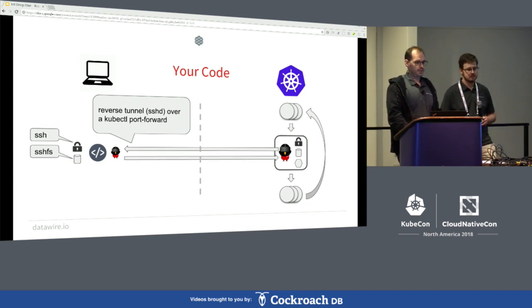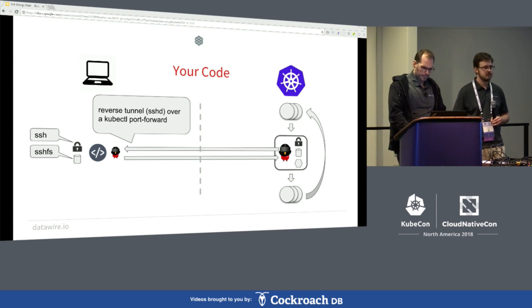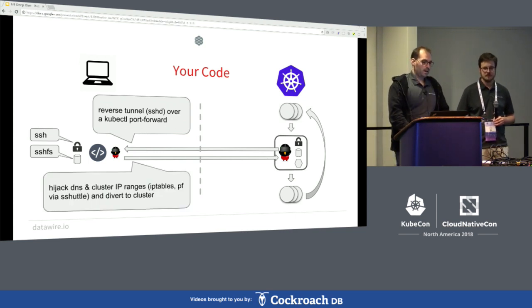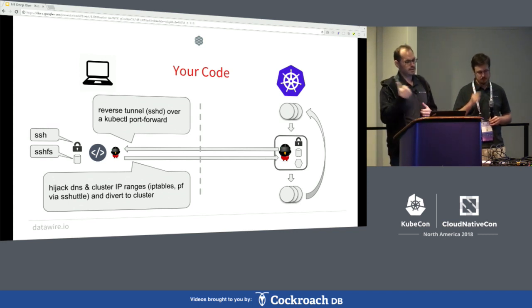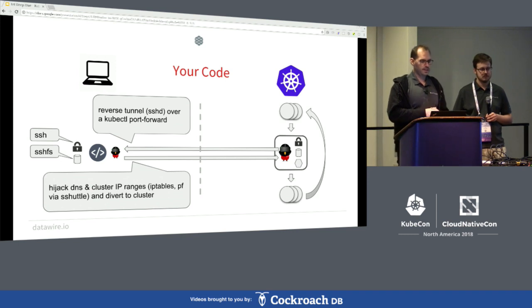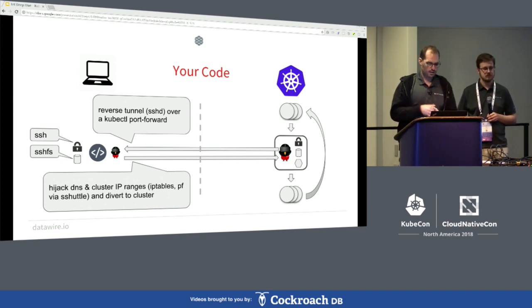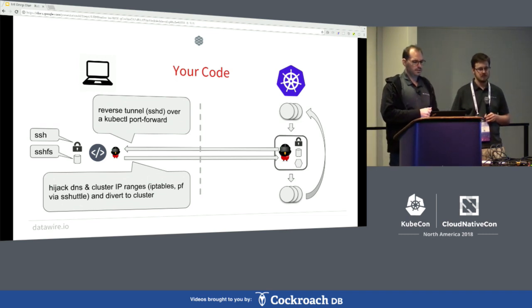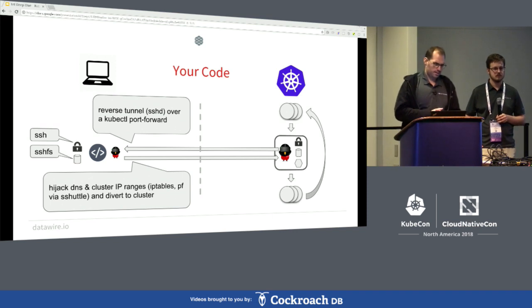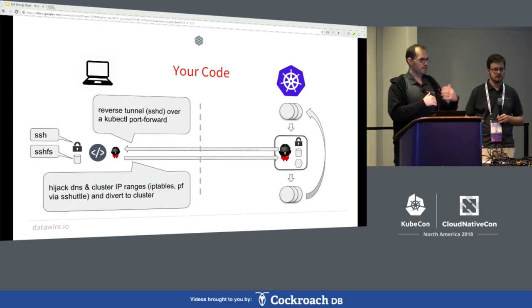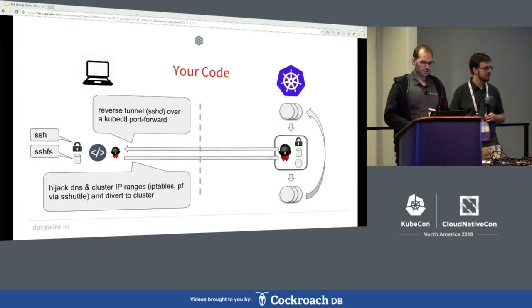Now, the outbound part here is a little bit trickier. We actually pretty much need to hijack DNS and IP in order to capture traffic from your code and direct it back into the cluster. And we do this via firewalls, iptables on Linux, PF on the Mac. And we do this via something called sshuttle. You might have heard of that. I'm going to get into that a little more later. And then we use interception of DNS and IP to direct the traffic back into the cluster.